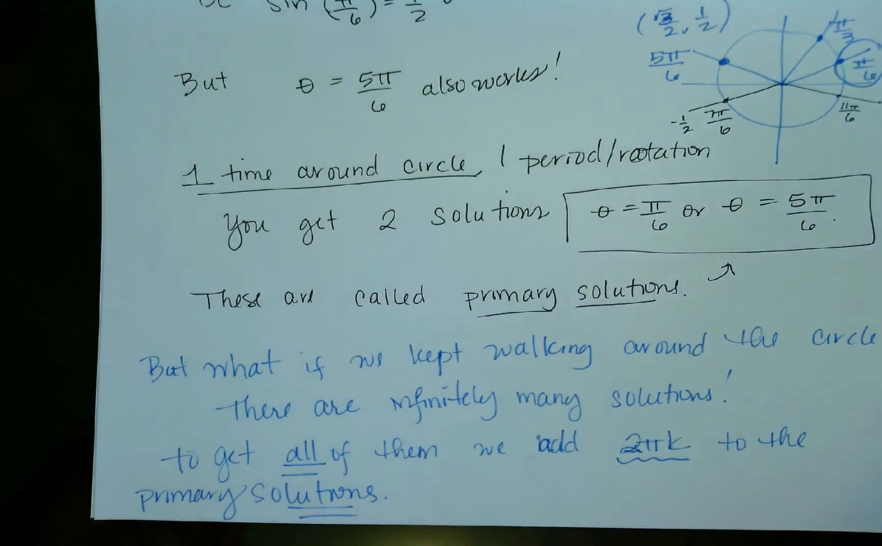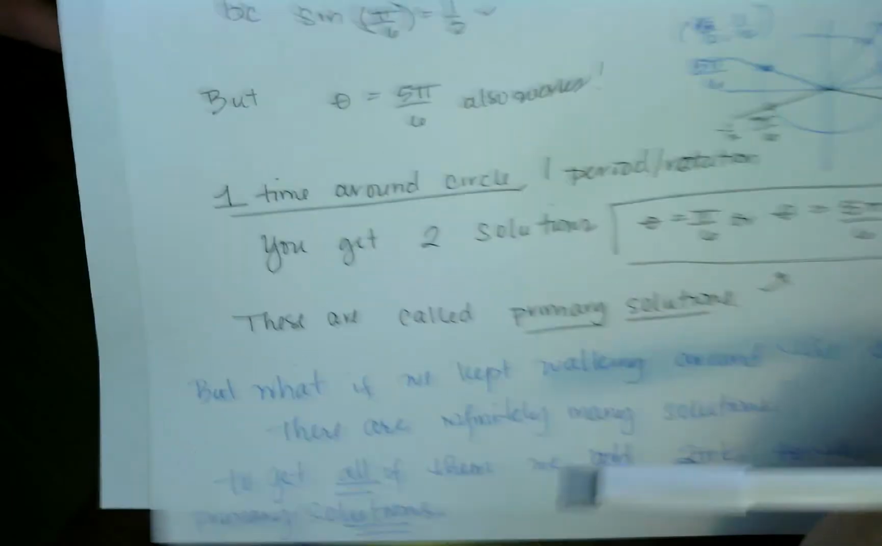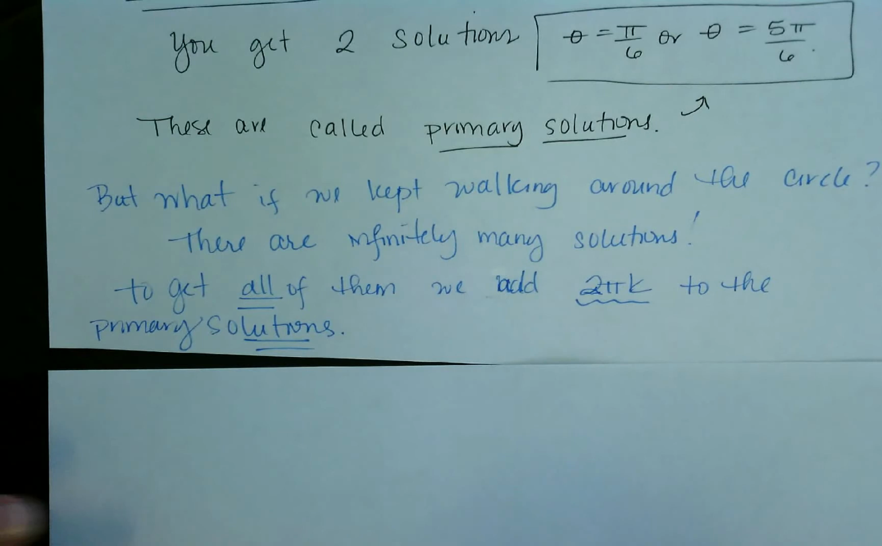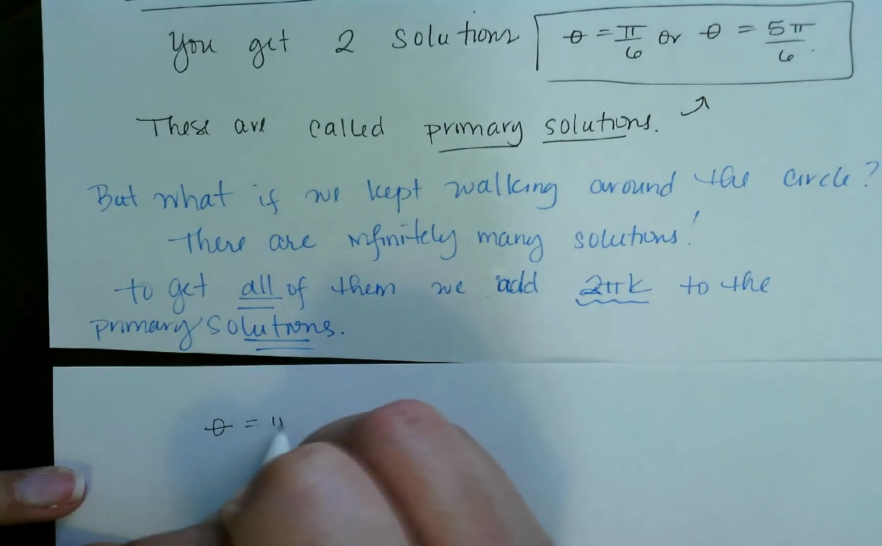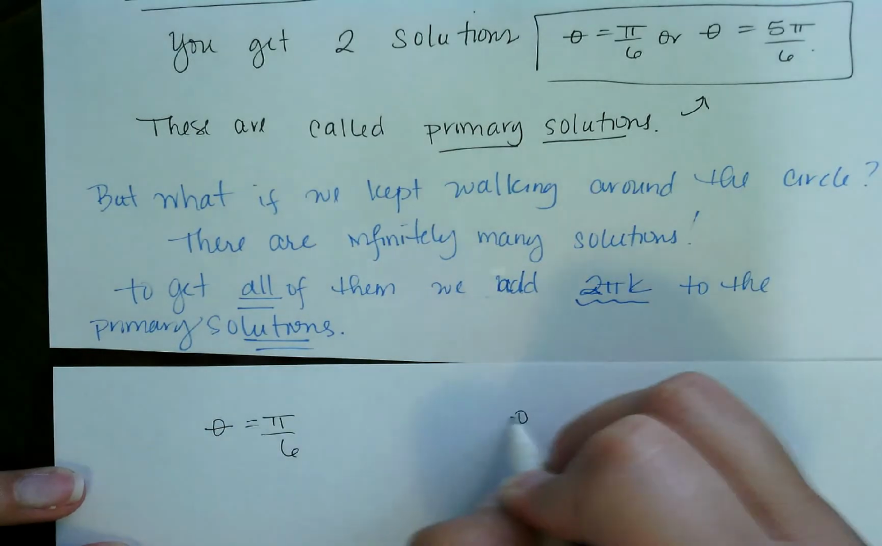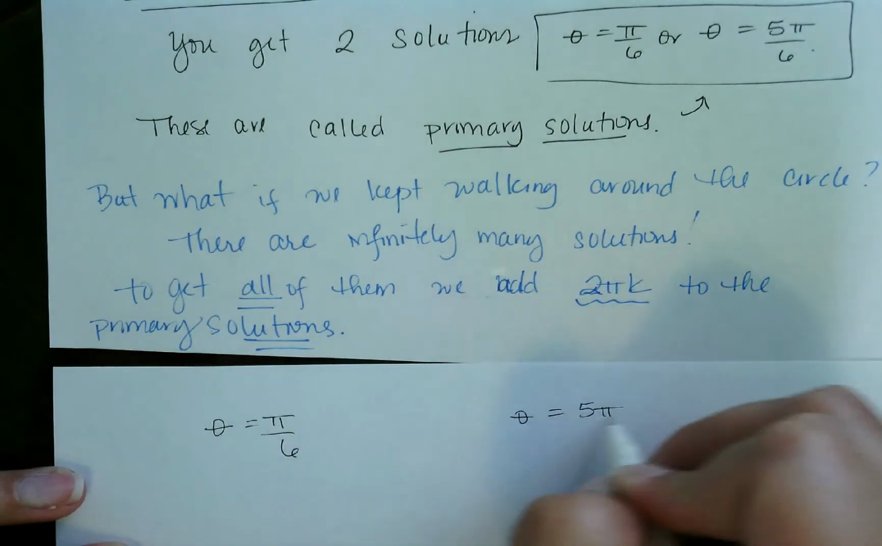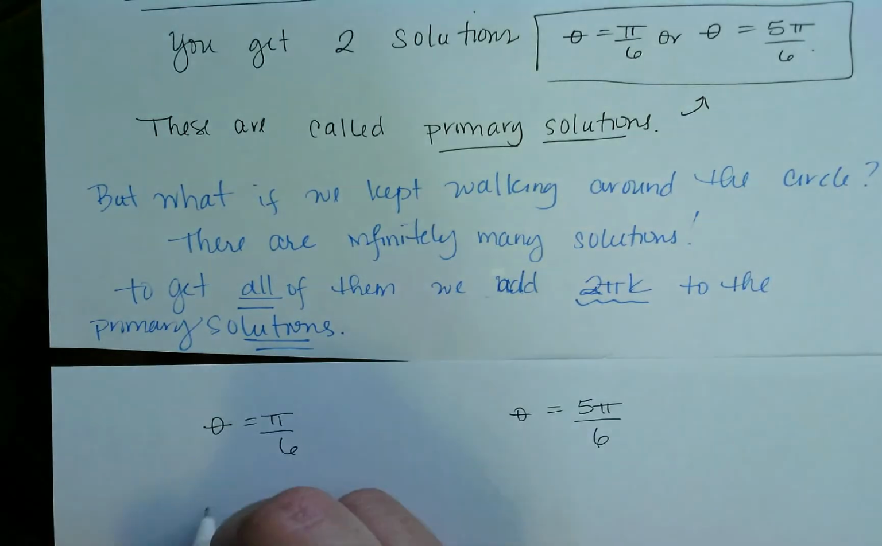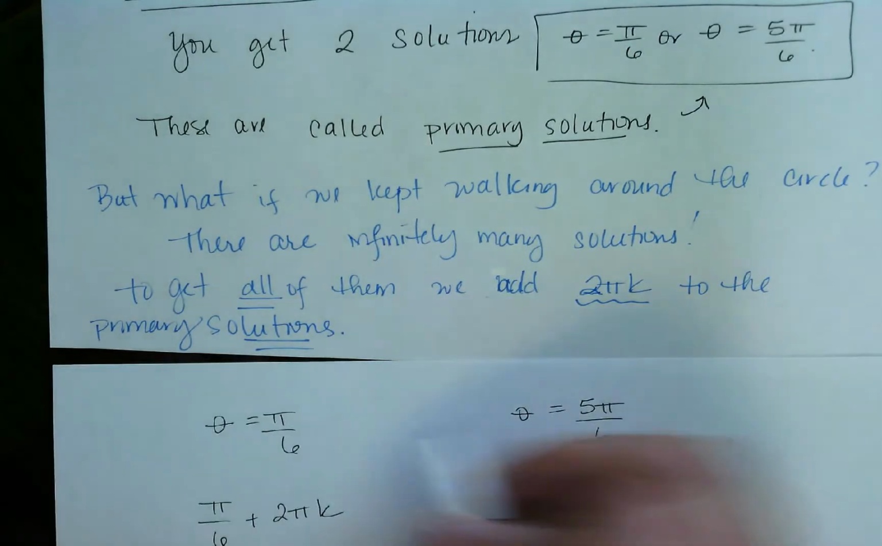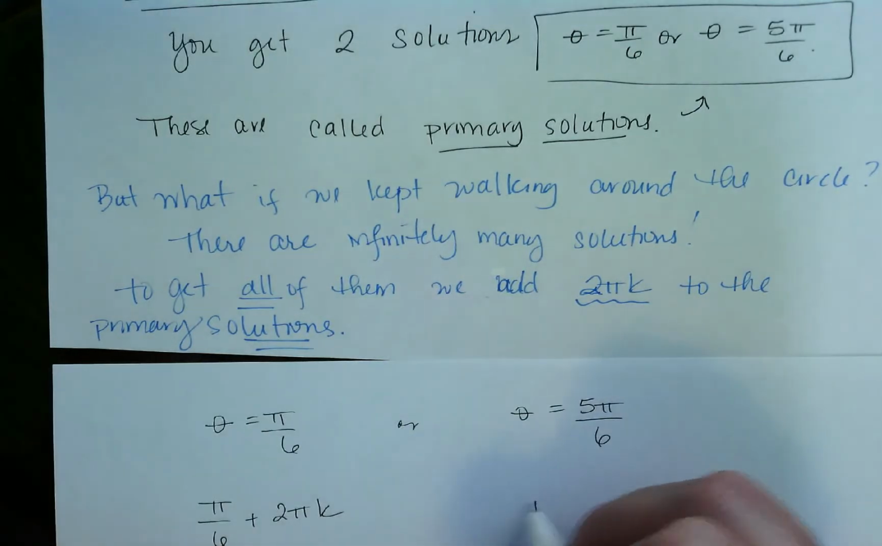It said to add 2 pi k to each of these. So pi over 6 plus 2 pi k, or 5 pi over 6 plus 2 pi k. So what does that mean for pi k?